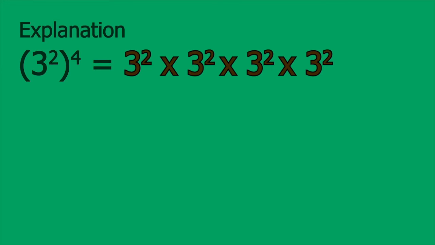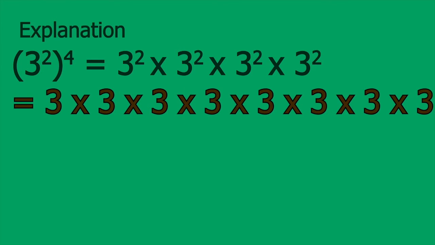Well, we also know that each of these 3 to the 2nd power is actually just 3 times 3, because 3 to the 2nd power is just 3 times itself twice. Well, in that case, each of those 3 to the 2nd power becomes 3 times 3, giving us a total of 3 times itself, well, you guessed it, 8 times. And this reasoning works with any base and any number.